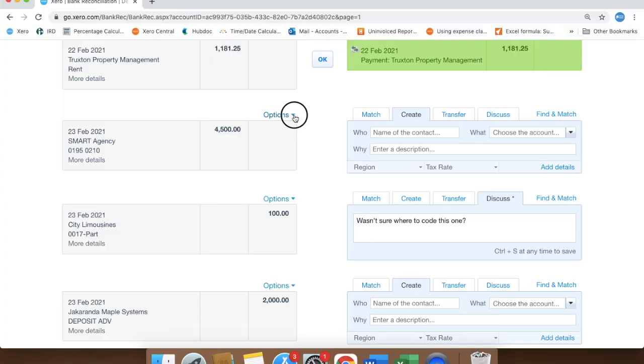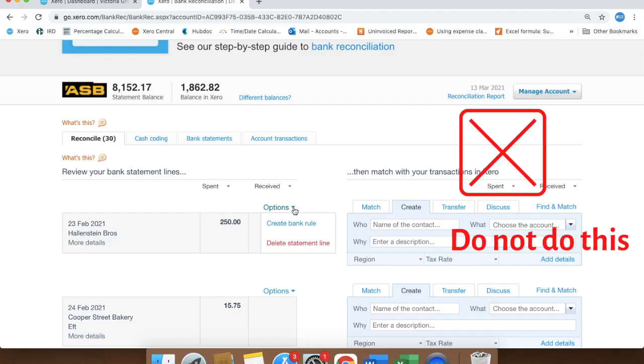A second note about bank statement lines. If you click the down arrow on the options link on any bank statement line, you'll see a shortcut to adding a bank rule. You'll also see this delete statement line link. A common mistake people make when starting out with Xero is using this to delete bank statement lines for personal purchases. This is not what you should do.